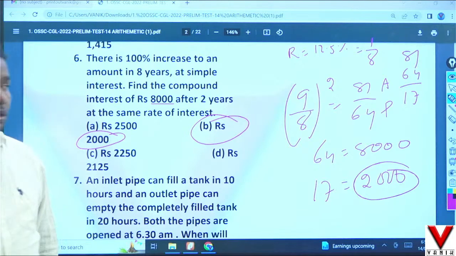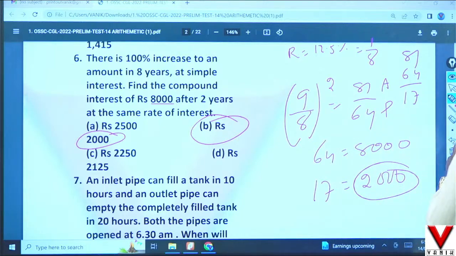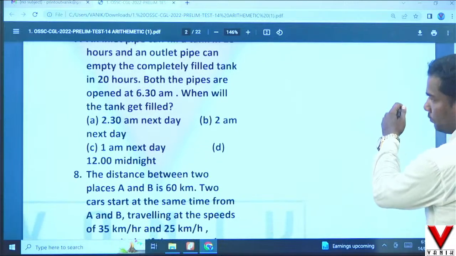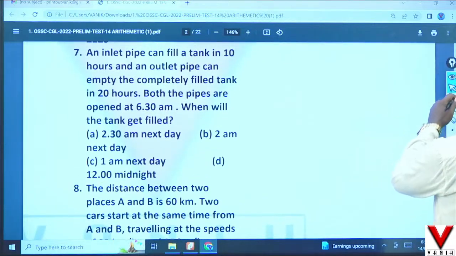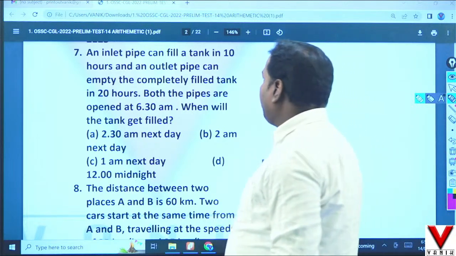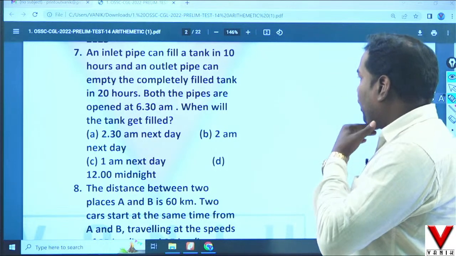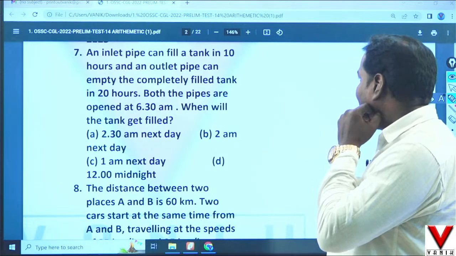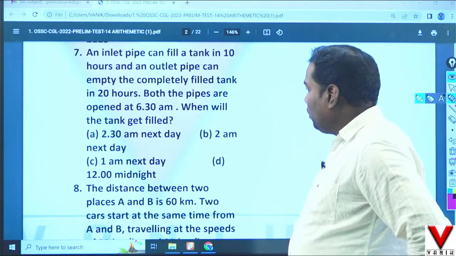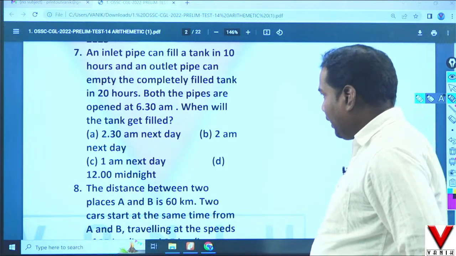Come to the next number, question number 7. An inlet pipe can fill a tank in 10 hours and an outlet pipe can empty the completely filled tank in 20 hours. Both the pipes are opened at 6:30 am. When will the tank get filled?